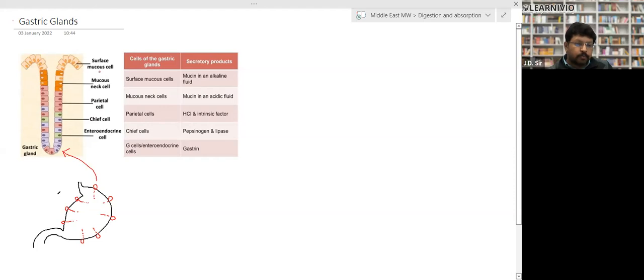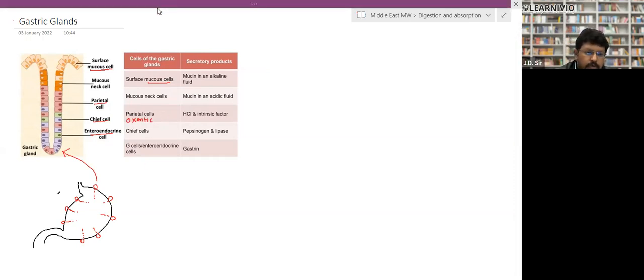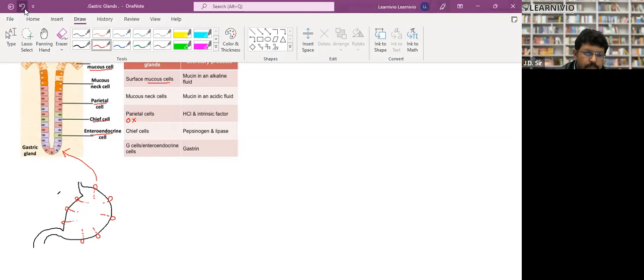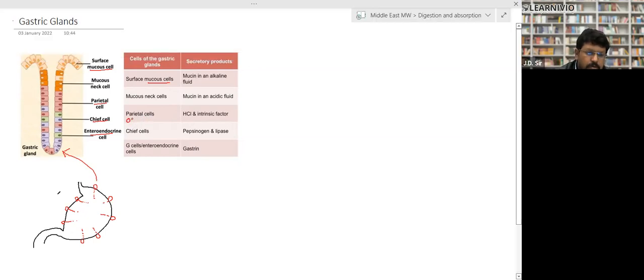A gastric gland has mucus cells, parietal cells, chief cells, and endocrine cells. Look, mucus cells are responsible for secretion of mucus. Neck mucus cells are also responsible for mucus. Parietal cells are responsible for secretion of HCl. Parietal cells are also known as oxyntic cells.